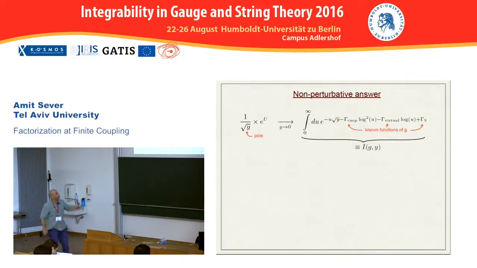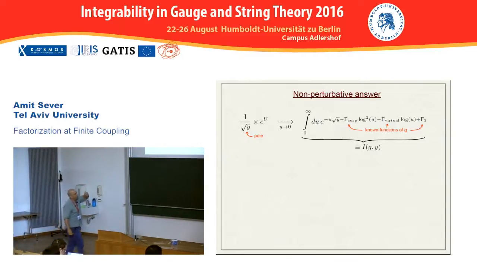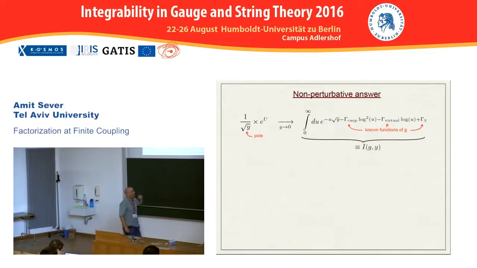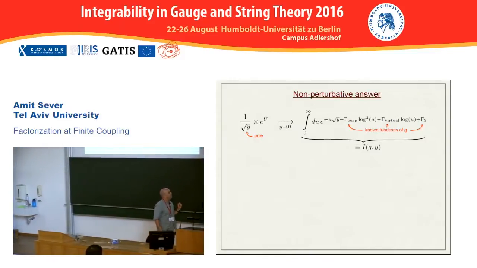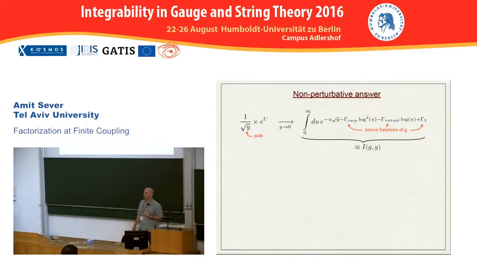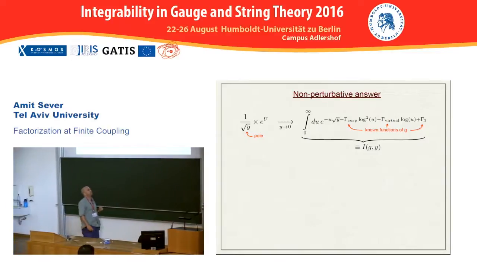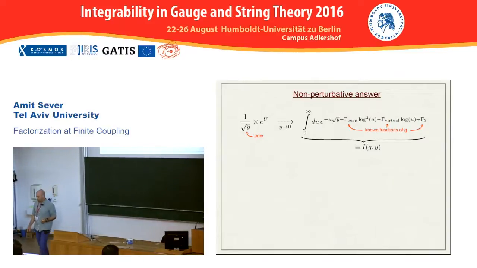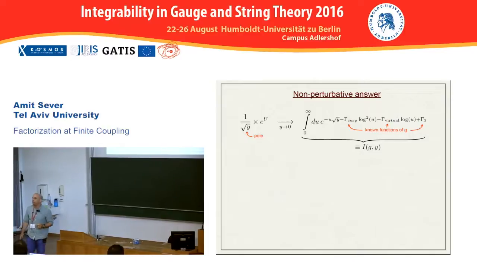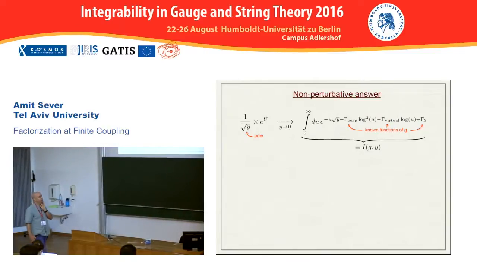This function u is here dressed by the pole on purpose. The pole is just 1 over the square root of y. y is like the distance squared that goes to 0 in the factorization limit. So at tree level, at leading order, we just have the pole. And the claim is that the factorization limit, as y goes to 0, at any finite value of the coupling, is controlled by this very simple integral: the integral du e to the minus u times square root of y, and then there is some coefficient that multiplies log squared of u, and a coefficient that multiplies log of u. That's it. This quantity I'll call I of g and y.